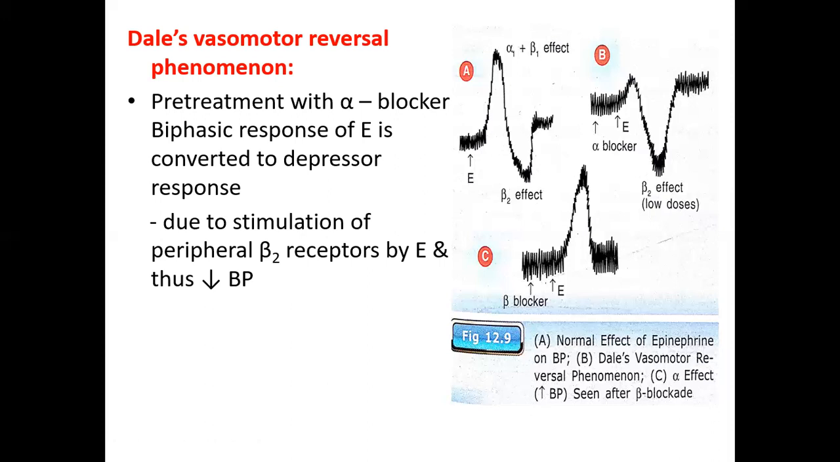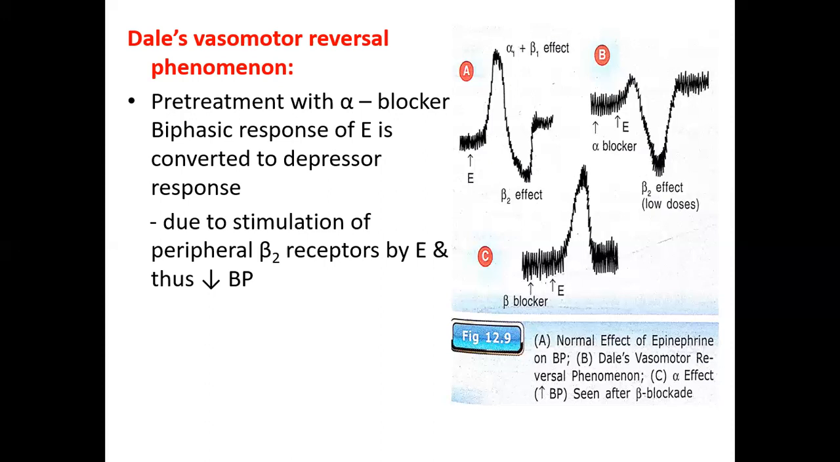Initially you treat with an alpha blocker and then you give epinephrine. Since alpha is blocked, we see that even the smallest dose of epinephrine has predominant action on beta 2, and it causes a fall in blood pressure. This is called Dale's vasomotor reversal.